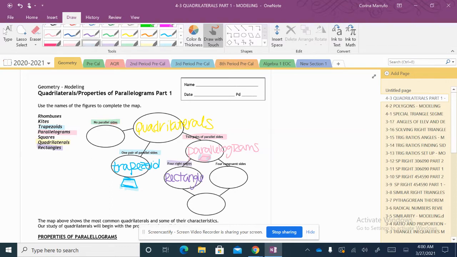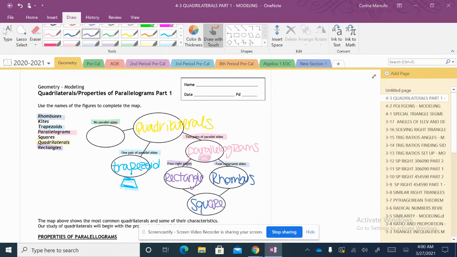Okay, we have another one that has four congruent sides. So if it has four congruent sides, it is a rhombus. Okay, and then you have the special one that has both four right angles and four congruent sides, and that is called a square. Okay, so it has both of them.